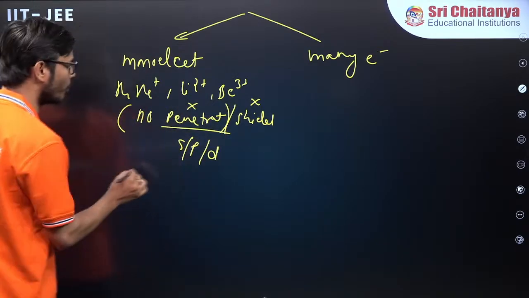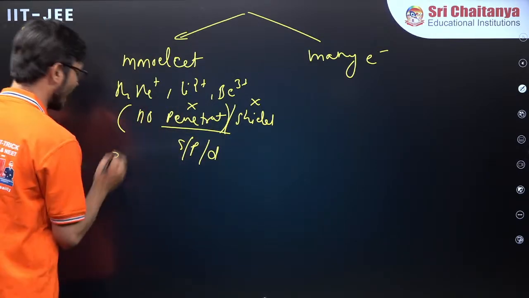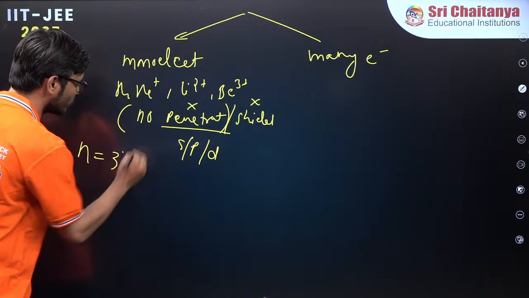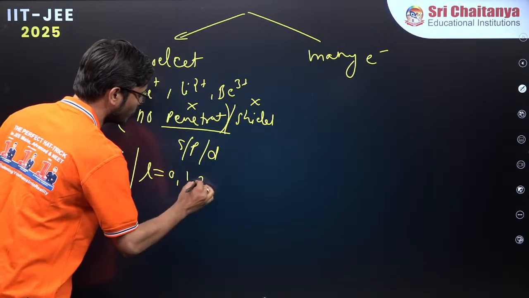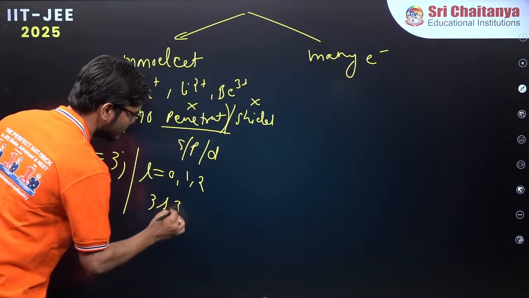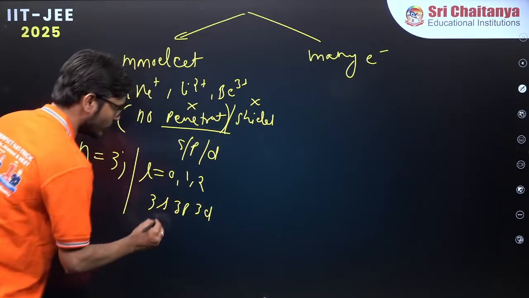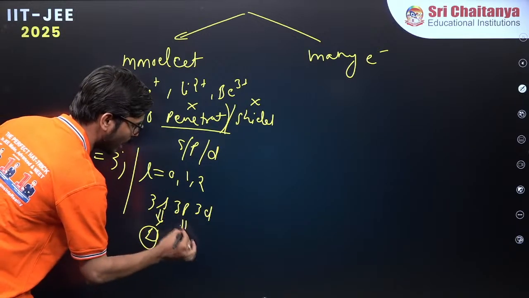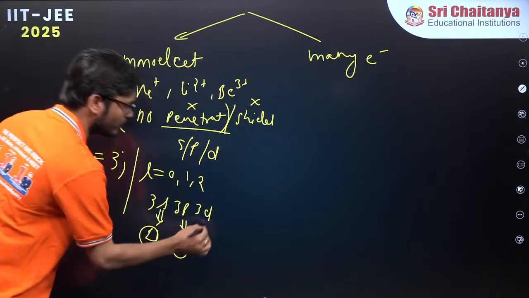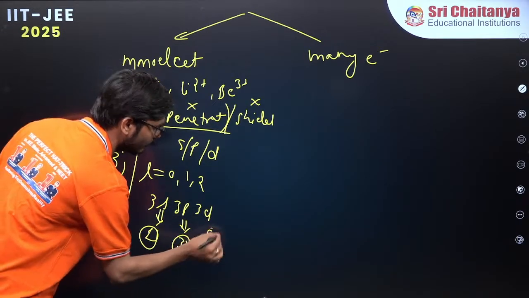So if you have third orbit, n is equal to 3. For n equal to 3, l values are 0, 1, 2. That means 3s, 3p and 3d. For 3s, how many orbitals? 1. For p, how many orbitals? 3. And for d, how many orbitals? 5.